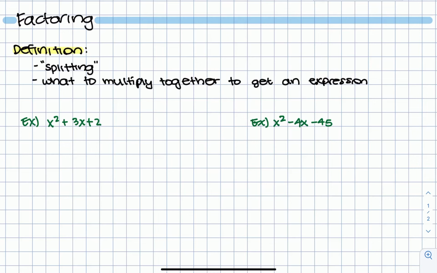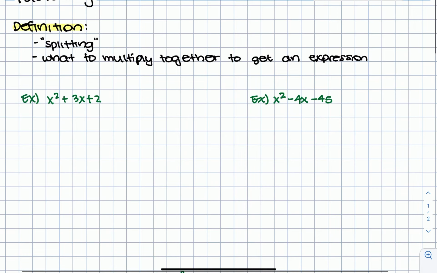So the informal definition is again splitting, and the Google definition would be that you're trying to find what to multiply together to get an expression. All right, so let's move on to the examples.